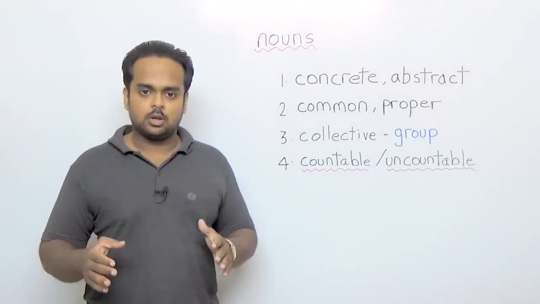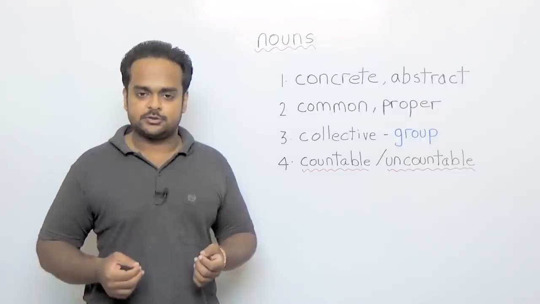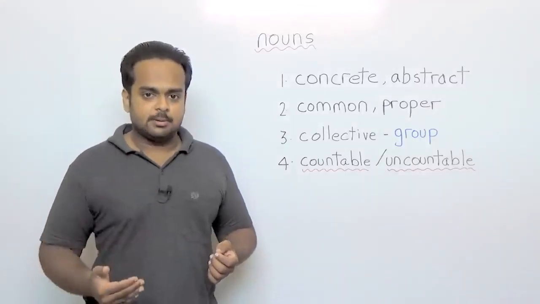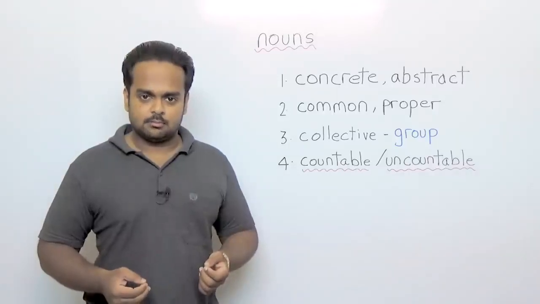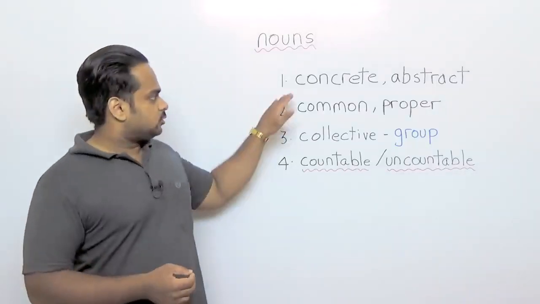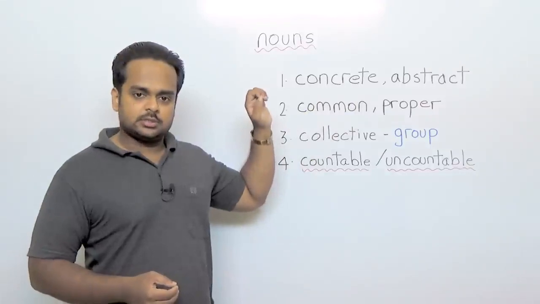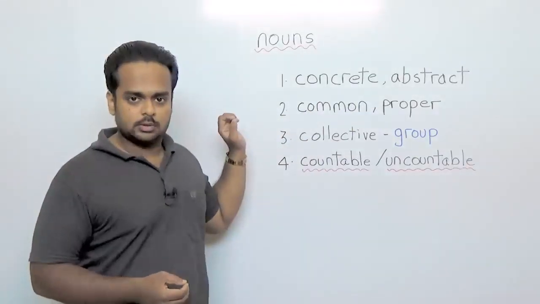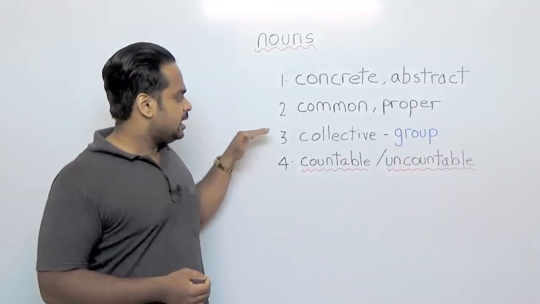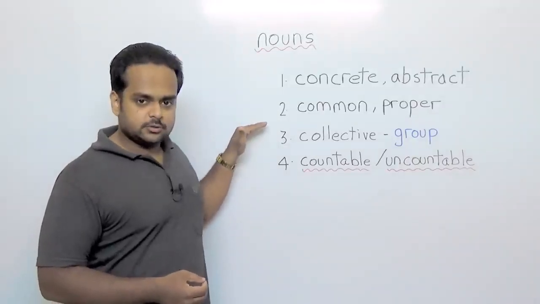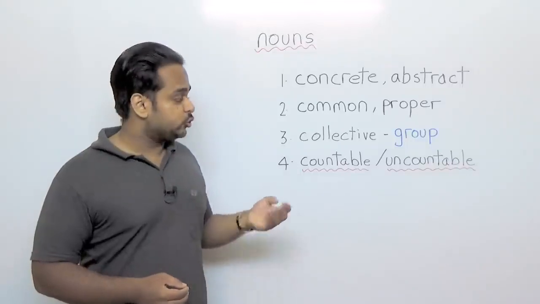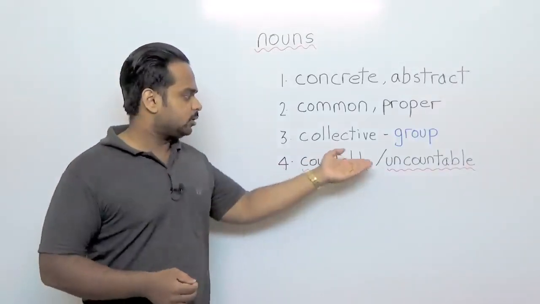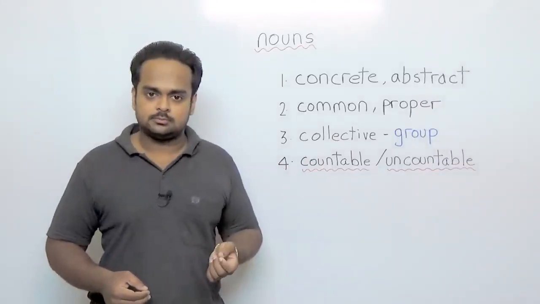In this lesson, we will learn about the different kinds of nouns there are in English, and we will also look at some rules to keep in mind when using them. We will first talk about concrete and abstract nouns, and then we'll look at common and proper nouns, which are a very important area. Then we'll discuss the very interesting collective nouns. And finally, we'll turn to the most important topic relating to nouns, and that is countable and uncountable nouns.